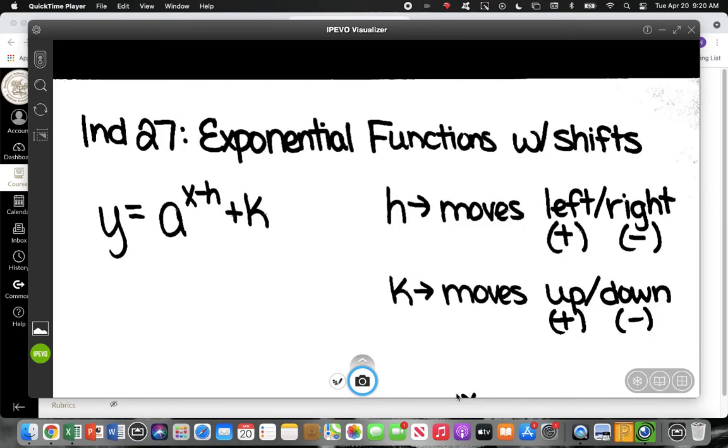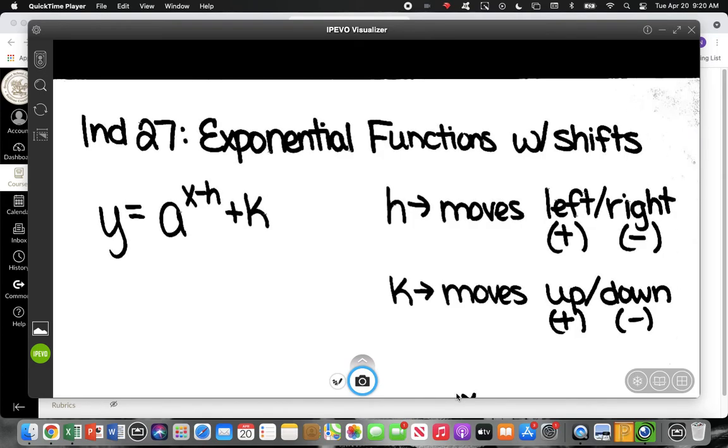Guys graphed just exponential functions that had a base, and then the exponent was your variable that you plugged in for your table. Now today we are adding some numbers to the exponent, and we're adding a constant after the exponent, after the exponential part.